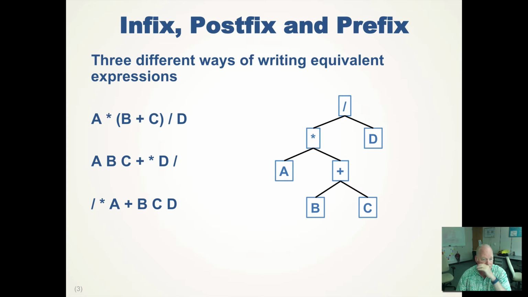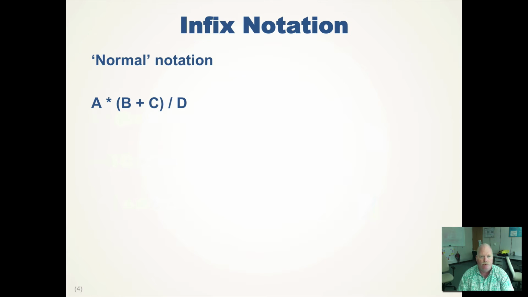So we have the a times b plus c divided by d, and then we have a postfix notation where we have the operators after the operands. So we have a, b, c plus, times, d, divide. And then we have the opposite where we have the prefix, where we have divide, times, a, plus, b, c, d. So infix notation, that's the normal notation, the one we learn in math in elementary school.